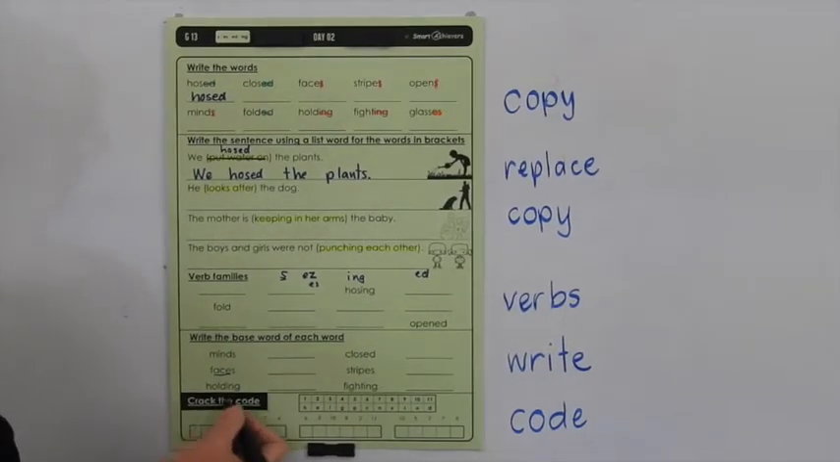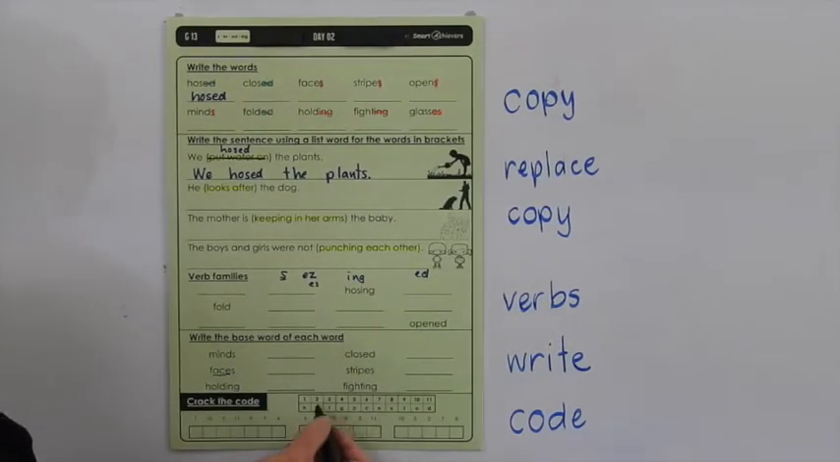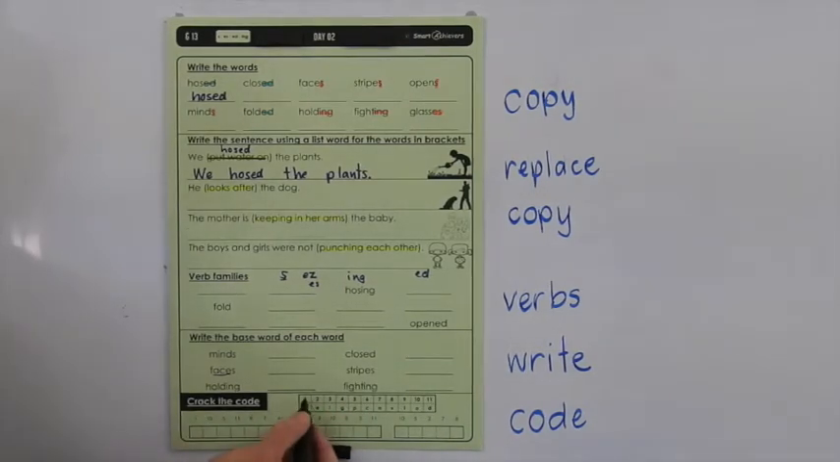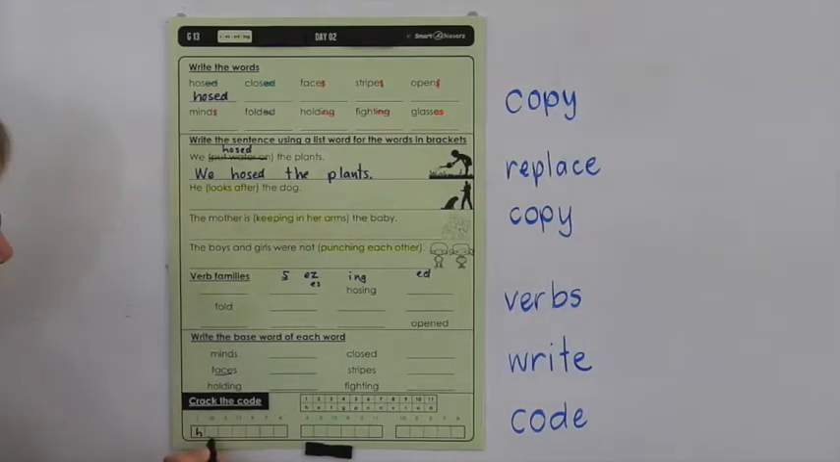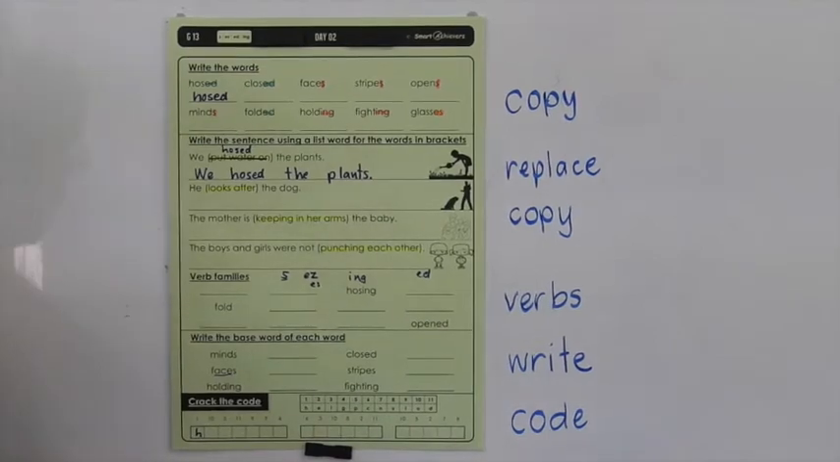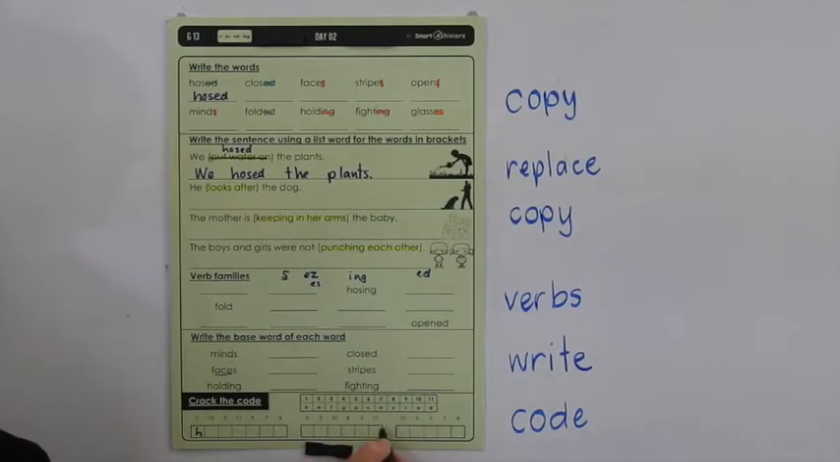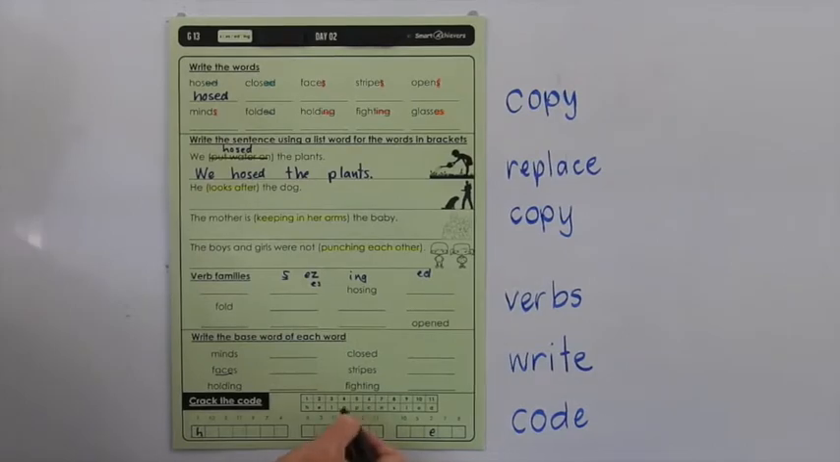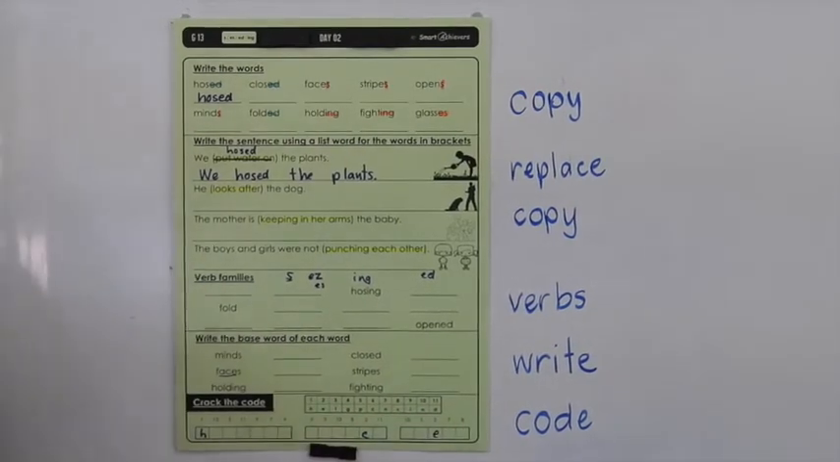Now this is a little crack the code, which you can do. So every letter here has been given a number. So if you look here, number one, the number one letter is H. So every time I see a number one, I've got to write an H. The number two letter is E. So number two is an E there and an E there. You can finish that code and that's your little hint there.